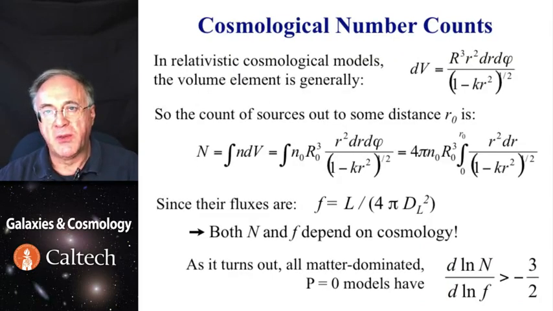Now, in relativistic cosmology, things get a little more complicated because there is a dependence of both volume element and fluxes on cosmological parameters in a non-trivial fashion. And this is written here. In the general case, this will have to be integrated numerically. The point is, however, that both numbers of sources and their fluxes depend on cosmology. But as it turns out, for all reasonable cosmological models, the slopes can only deviate in one way from the Euclidean. Let's see if we can illustrate that.